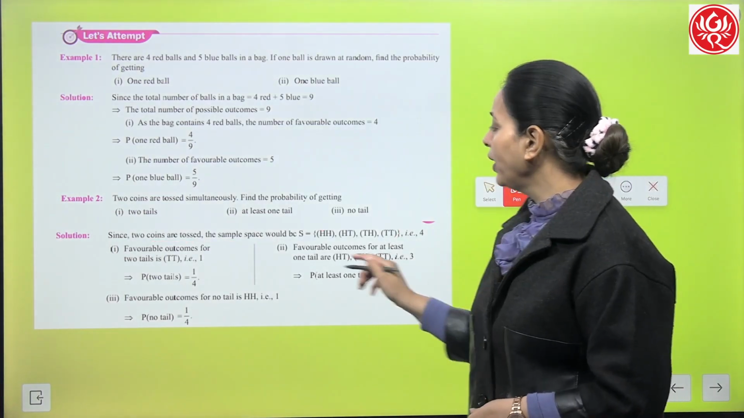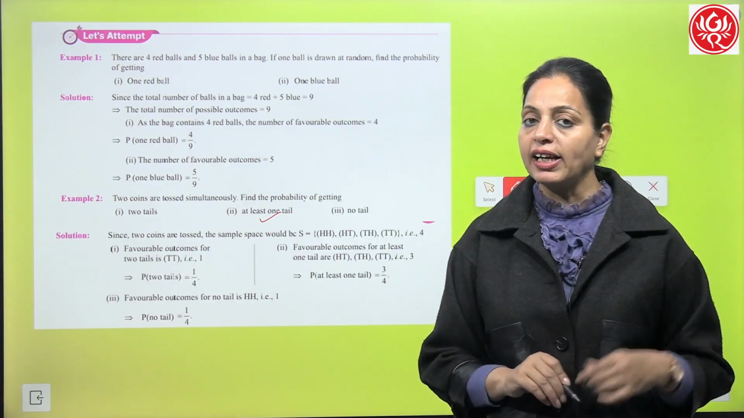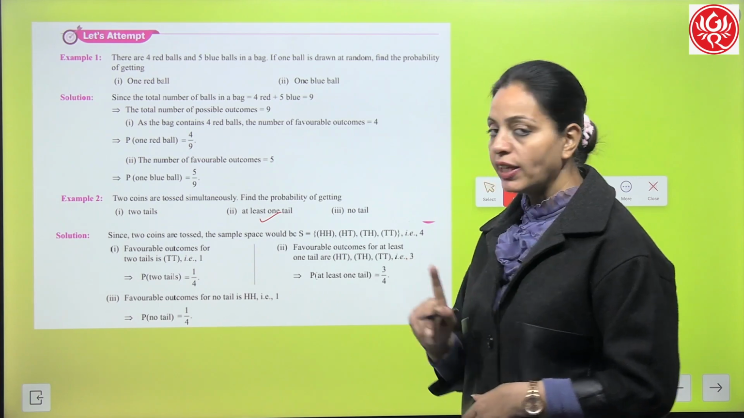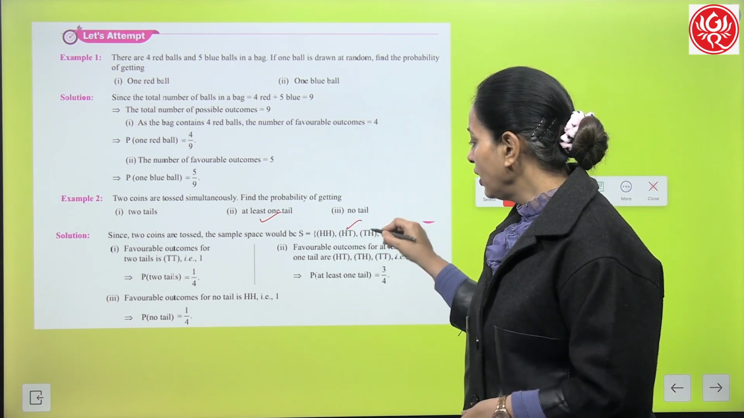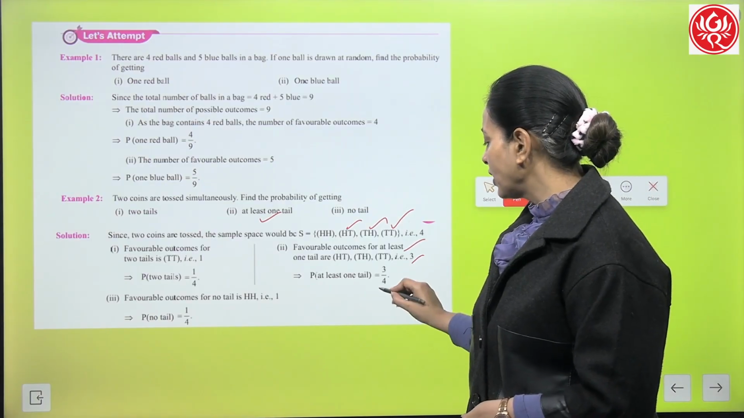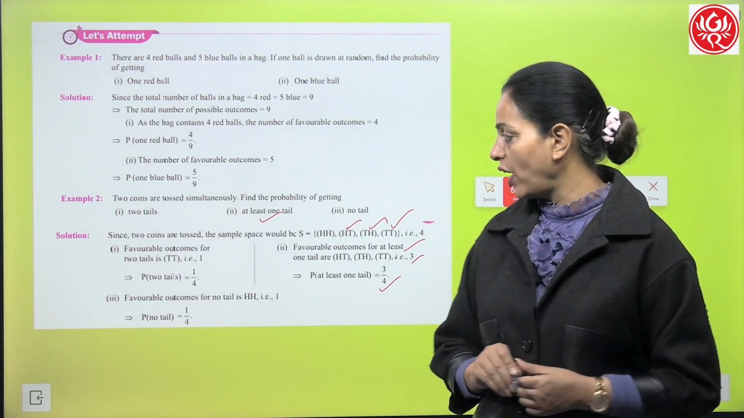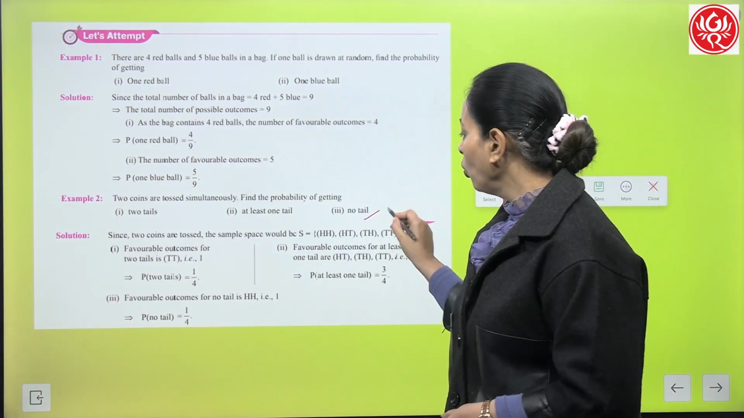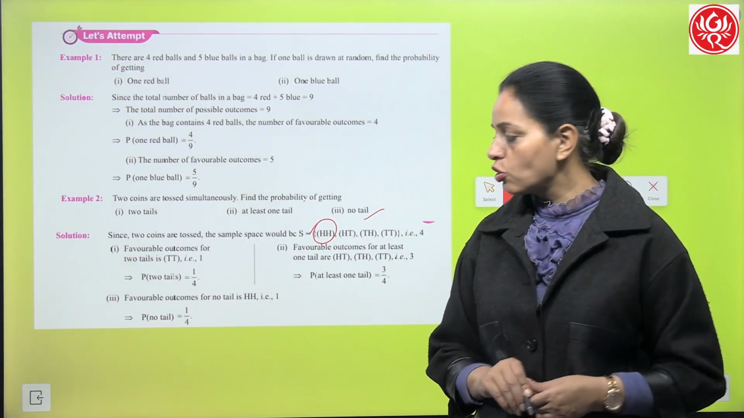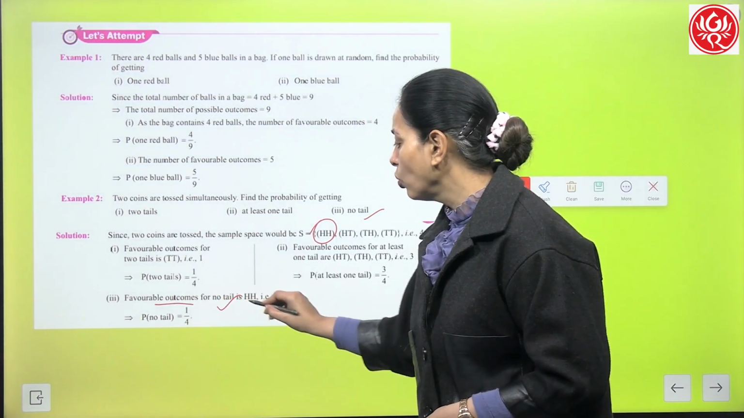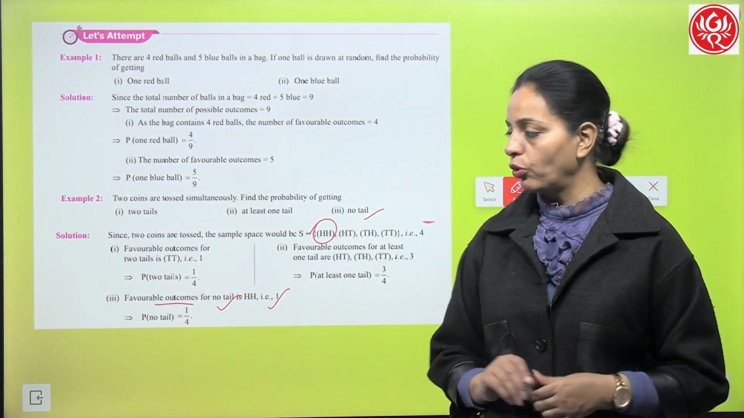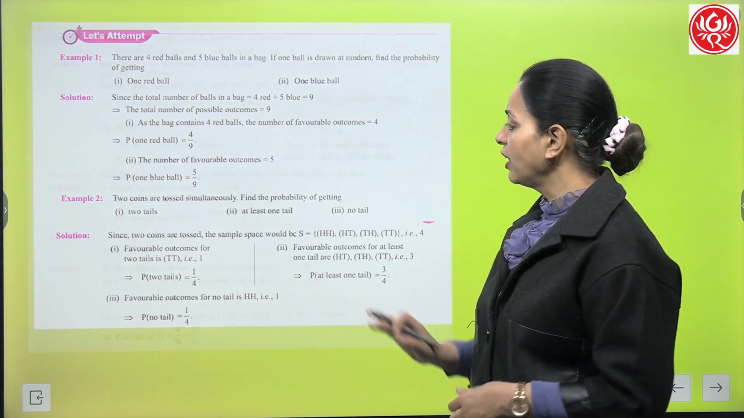Now the second one, at least 1 tail. कम से कम 1 tail, ज़्यादा भी हो सकता है. So कम से कम 1 tail, it means HT, TH and TT. So 3 favorable outcomes. So that is 3 upon 4, right? Now the third one, no tail, means only head. So that is only HH. So favorable outcomes for no tail, that is HH, means 1. So 1 upon 4, right? I hope these are clear to you.